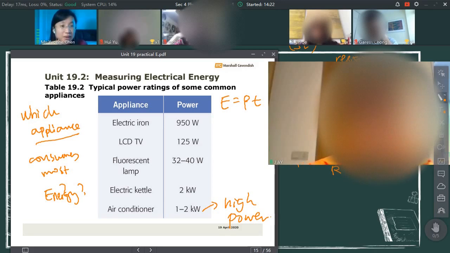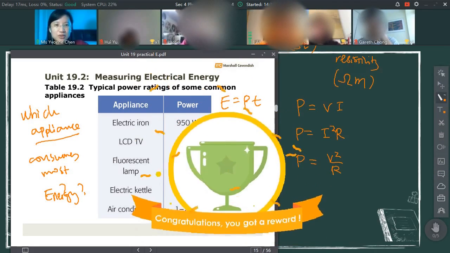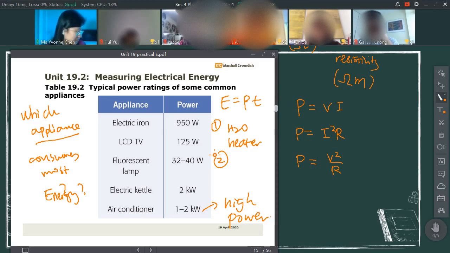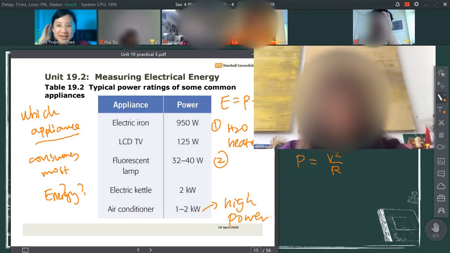Water heater. Water heater, okay. Water heater, yes, one of them. Correct. Thank you. Good. Because the water heater, the electric kettle, right, the power is very big. So one of them could be the water heater. Any other answer? Chloe, what do you think? Any other electrical appliance, household appliance that will use a lot of energy?